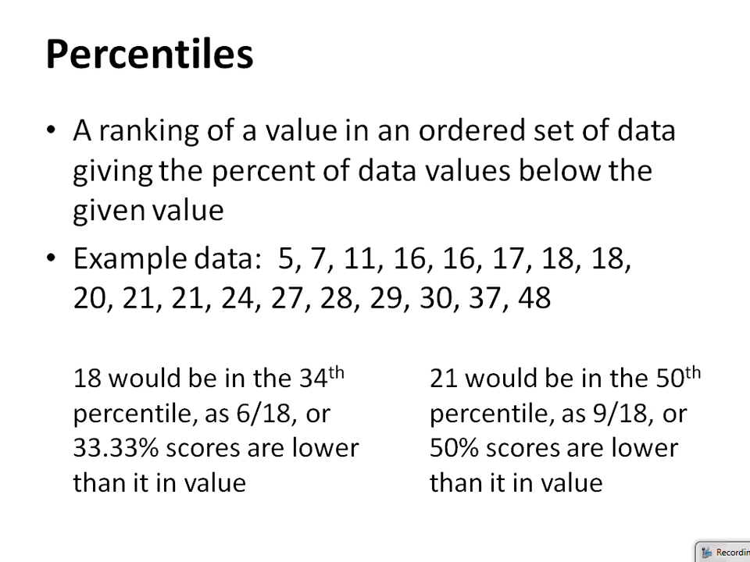On the other hand, 21 falls exactly within the 50th percentile because 9 numbers in that sample of data are below 21. So 9 divided by 18 is 50%, so 21 would be in the 50th percentile. Now, when calculating percentiles, if you get a decimal, round to the nearest whole percentile. But if it comes out to be a whole number, then use that exact whole number as your percentile ranking.